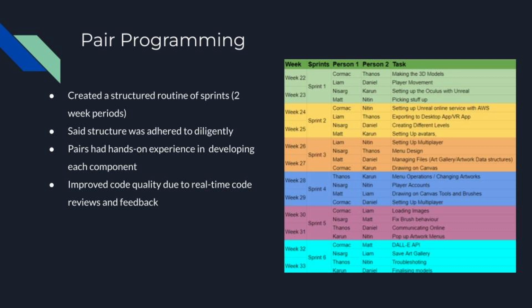In the third sprint, we implemented key features such as multiplayer functionality, menu design, file management, and collaborative art creation. During the fourth sprint, we focused on enhancing the user experience by refining menu operations, artwork management, and drawing tools. In the fifth sprint, we added advanced features like online communication, artwork inventory management, interactive elements, and brush control menus. And in the final sprint, we polished our project by integrating the Dolly API, adding skyboxes, adding light to the gallery, adjusting brush sizes and colors, and allowing users to save their galleries.